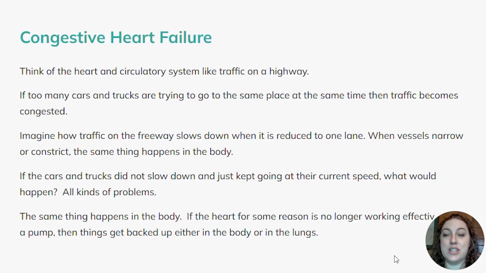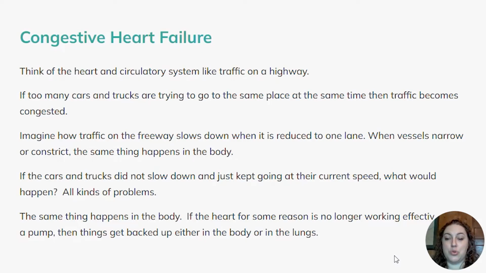Think of the heart and circulatory system like traffic on a highway. If too many cars are trying to get to the same place at the same time, then the traffic becomes congested. Imagine how traffic on the freeway slows down when it's reduced to one lane. When vessels narrow or constrict, the same thing happens in the body.